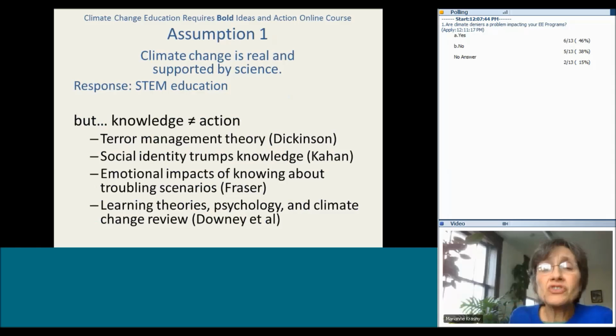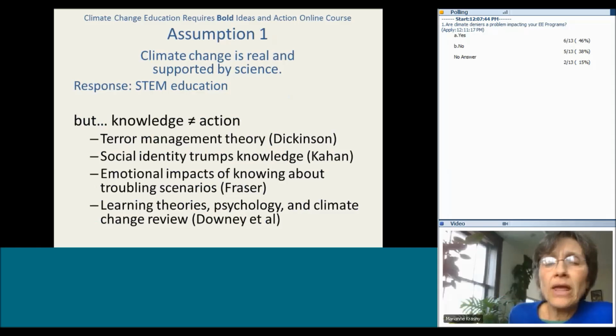Okay, so STEM education is obviously really important, that we know the science and we understand the importance. But the issue for STEM education, if we're thinking about climate change as a major issue that we need to address, is that learning about climate change does not necessarily lead to action about climate change. And I have here four references that are relevant to this point.